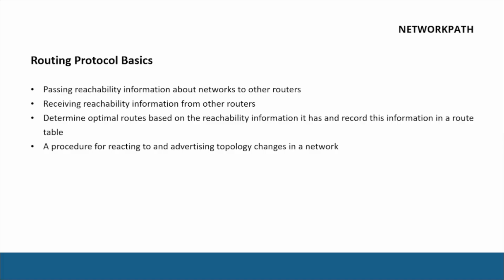What are the things that a routing protocol should have to basically work, right? And these are the 4 points that are listed. First thing is passing reachability information about networks to other routers.